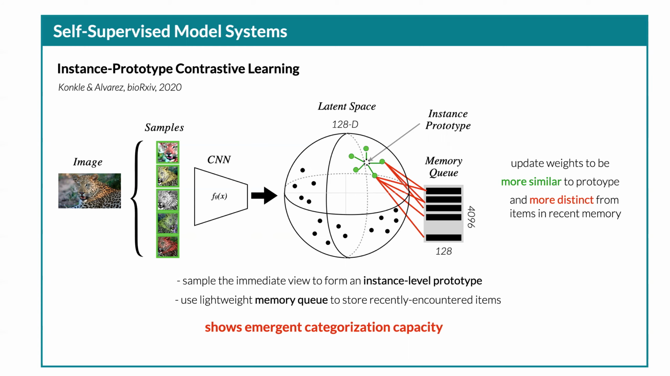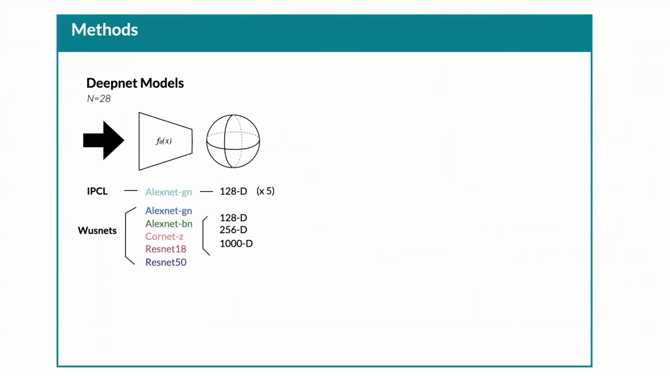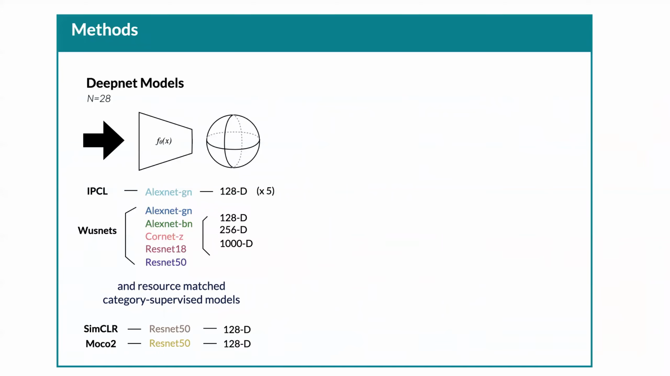So now we can ask, do these learned representational spaces also show emergent brain-like fits? Maybe even better. So to explore this idea, we trained a slew of deep net models varying the architecture and the dimensionality of the latent space, as well as the learning framework. In particular, for our IPCL network, we had to use an AlexNet that had group norm layers to get it to train, and that ends up being important. We also trained the resource matched category supervised models. And since then, 2 new models have come out that also use instance level contrastive learning, but a slightly different learning rule. And we tested the representations learned in these models as well.